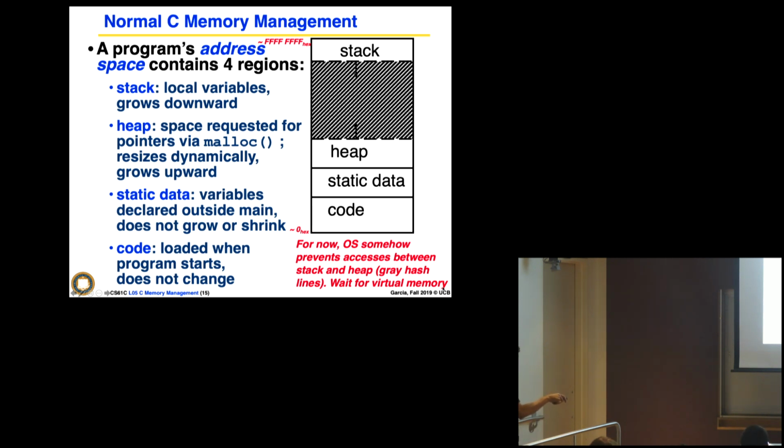Now, here's the key thing. Somehow, the operating system prevents these two things from crashing. The OS is kind of watching things and making sure that you don't overlap and those things don't cross. When they cross, bad things happen.